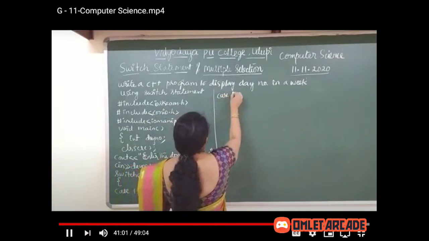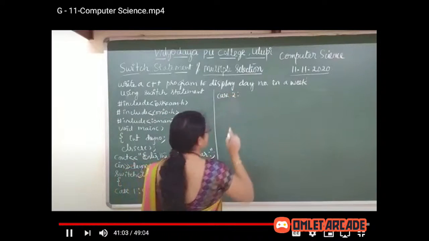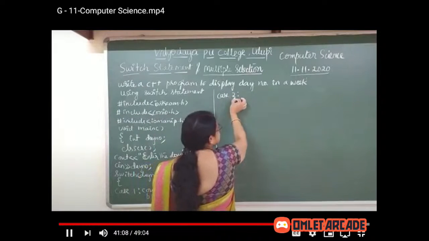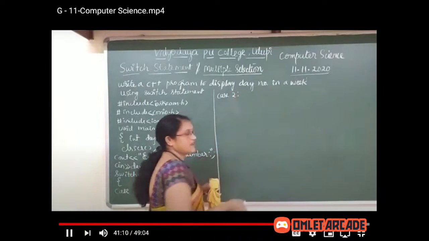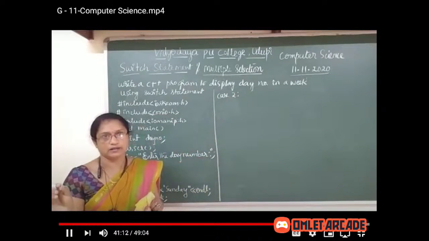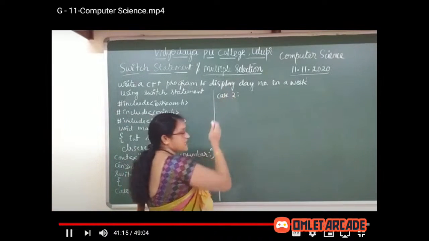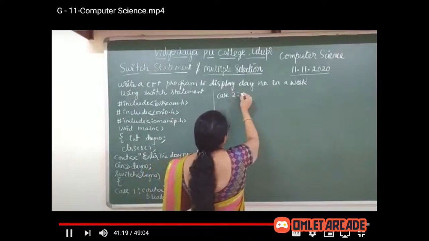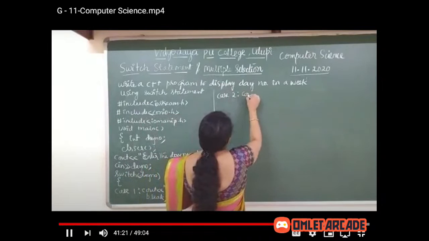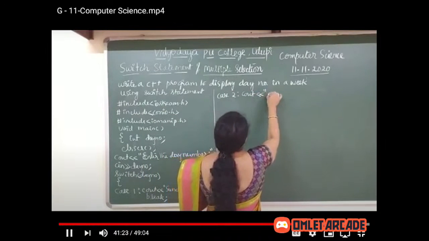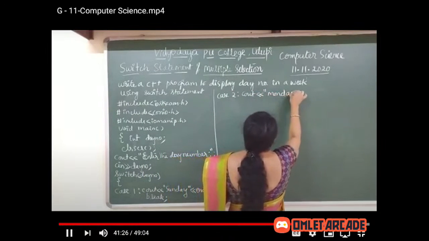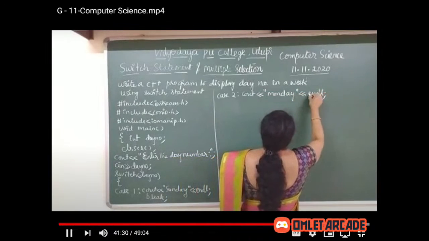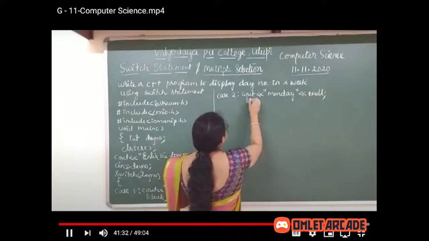Next, case 2. After case, leave one space, that is a must. Then after the value, there is no need to leave space; you can directly put a colon, okay. But after case there should be one space. Case, leave space, 2, colon, then cout Monday, and then break.